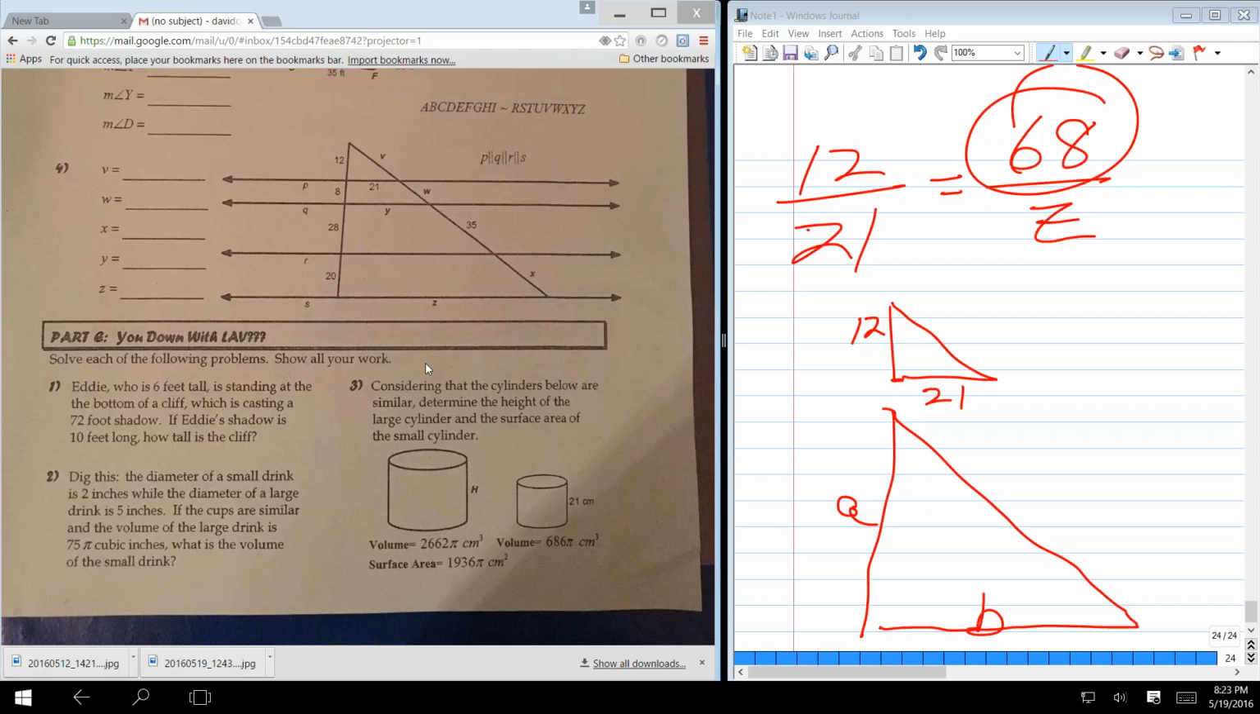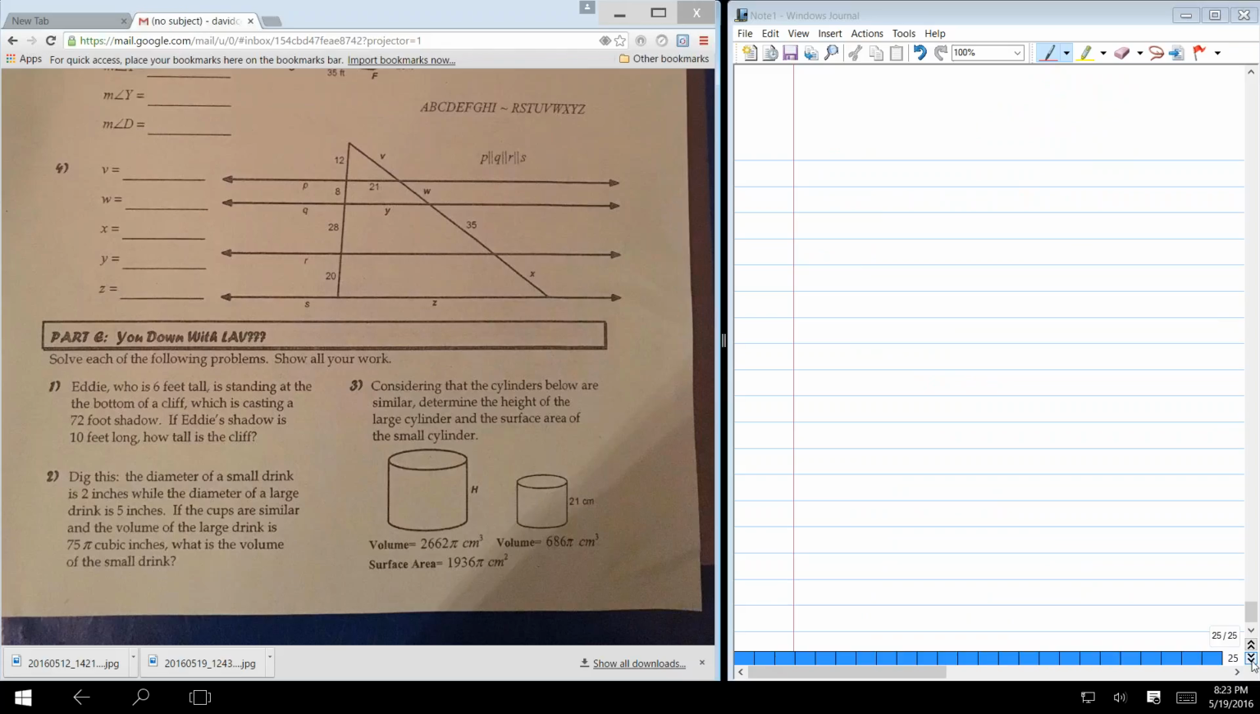There are some problems that don't start with a general equation, which is rare. For number 1, you could just do 6 over 72 is equal to x over 10. Well, I don't know yet. I gotta look at it. There's the man.